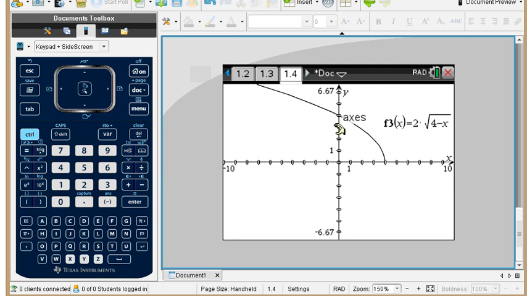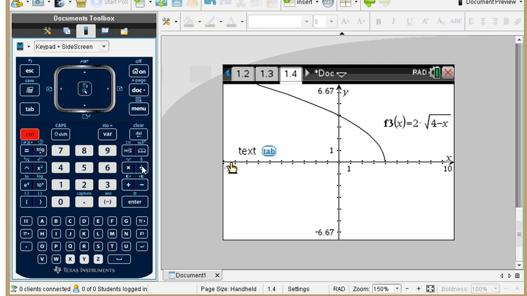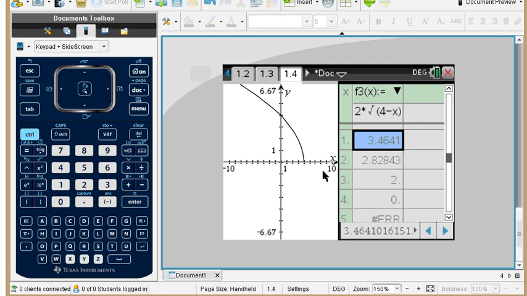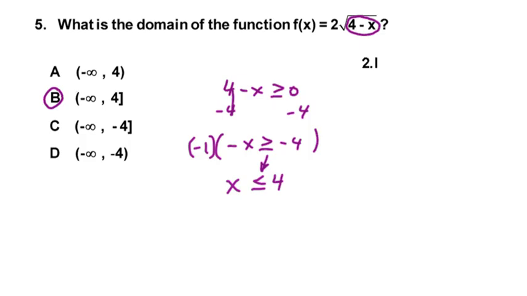And again, you can go to table view. If you go to table view, you see that there is no break, no error where x equals 4, y equals 0. So 4 is included in the domain. Hence, our correct answer choice B.